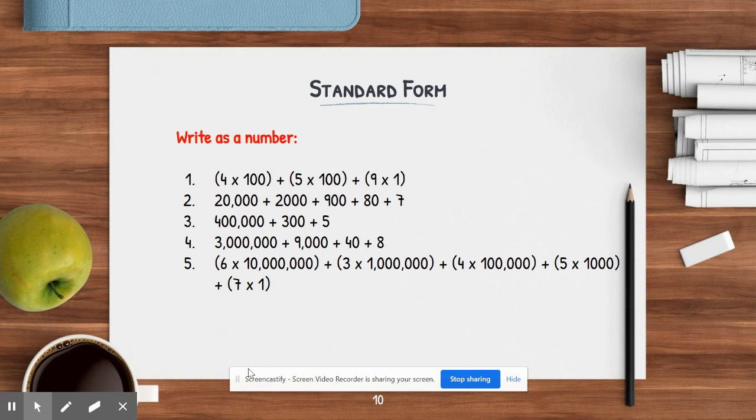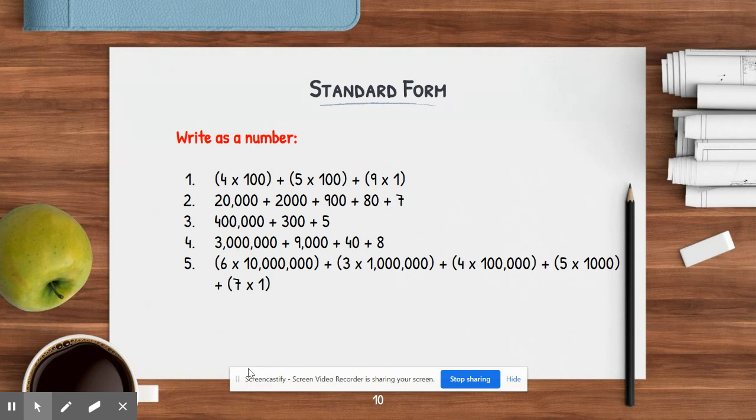Number 3, James took care of this one. Now, this one could have been a little bit trickier because we did have some places that didn't have any value. So, James, what did you have to do for those places? Yes. There were 400,000s. Were there any 10,000s? No. So we had to fill in with a 0. Were there any thousands? No. There were some hundreds. There were 3 of them, so there were 300. Were there any tens? No. Were there ones? Yes. So that's where we landed.